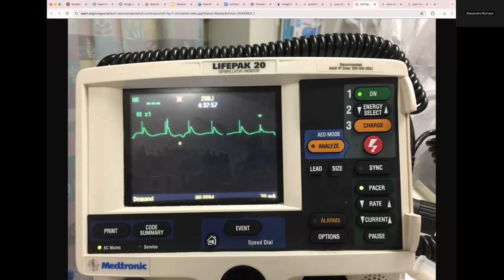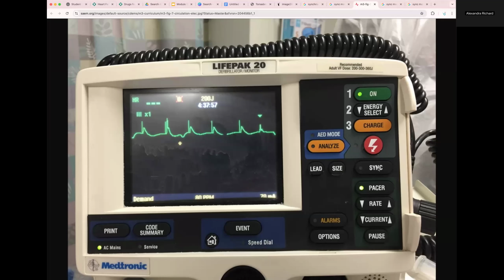So this is another defibrillator. It's a Medtronic. And here you see they have the recommended adult VFib dose is 200 to 300, up to 360 joules. So that's for VFib. And so that's for defibrillation. But we can use this for synchronized cardioversion. So if we're going to use this for cardioversion, we would press this button here that says sync.